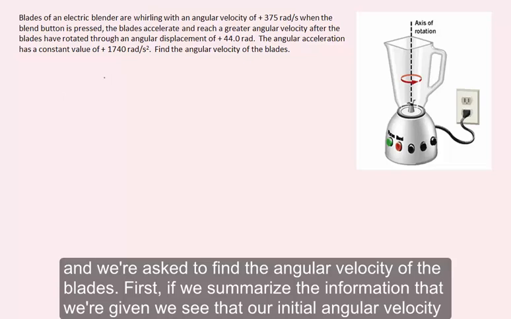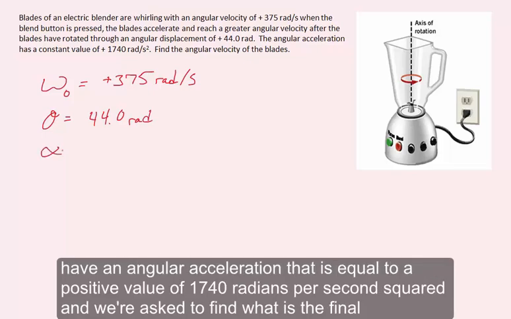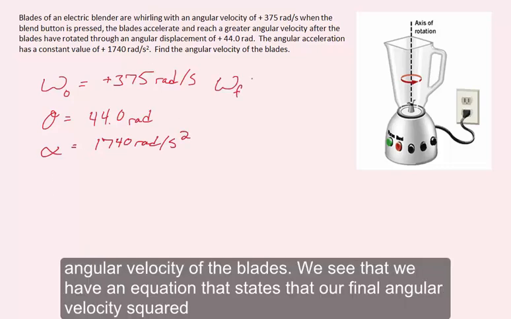First, if we summarize the information that we are given, we see that our initial angular velocity is a positive 375 radians per second, and that our angular displacement of the blades is equal to 44 radians, and the blades of the blender have an angular acceleration that is equal to a positive value of 1,740 radians per second squared. And we're asked to find what is the final angular velocity of the blades.